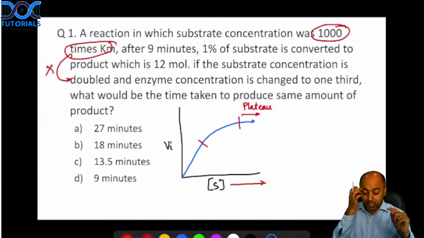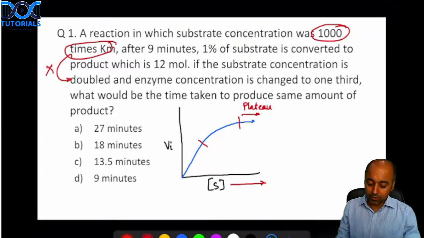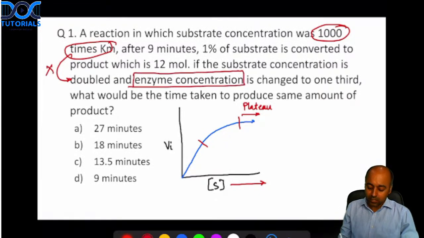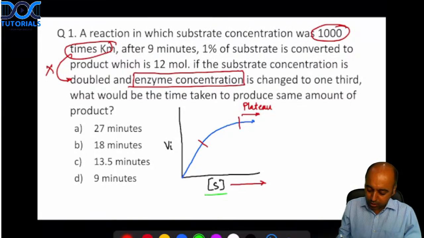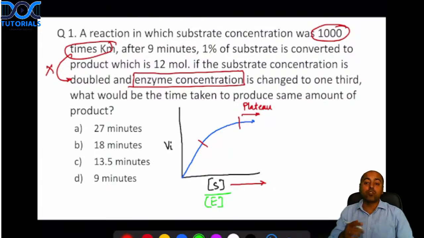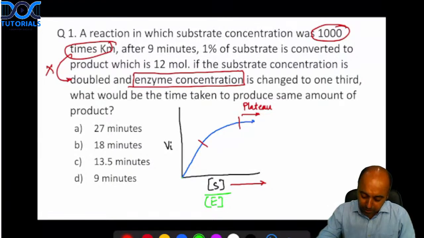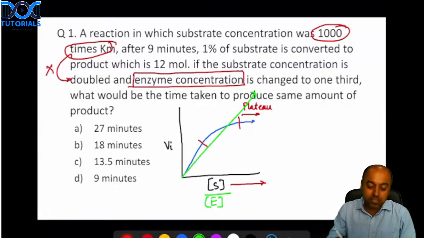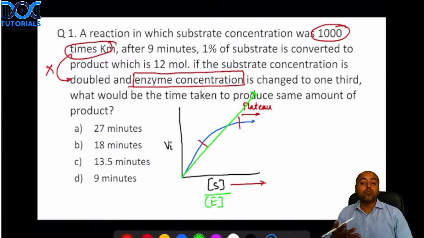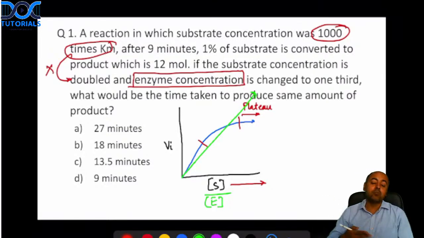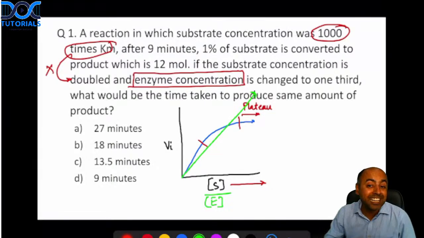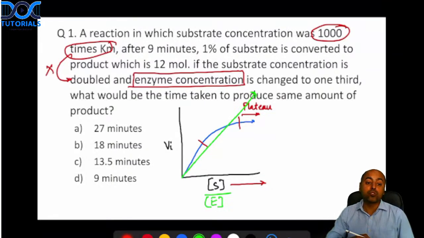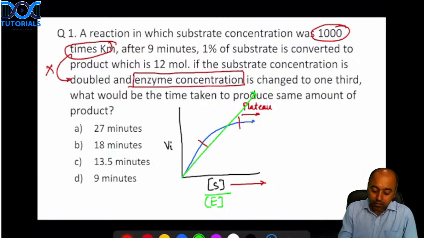Second thing you have to understand is the effect of enzyme concentration. The relationship between the velocity and enzyme concentration. If on the x-axis we have the enzyme concentration, what is the relationship? So this relationship is linear. You keep increasing the enzyme and the velocity will keep increasing. You decrease the enzyme, the velocity will decrease proportionately. Linear relationship means proportionate.